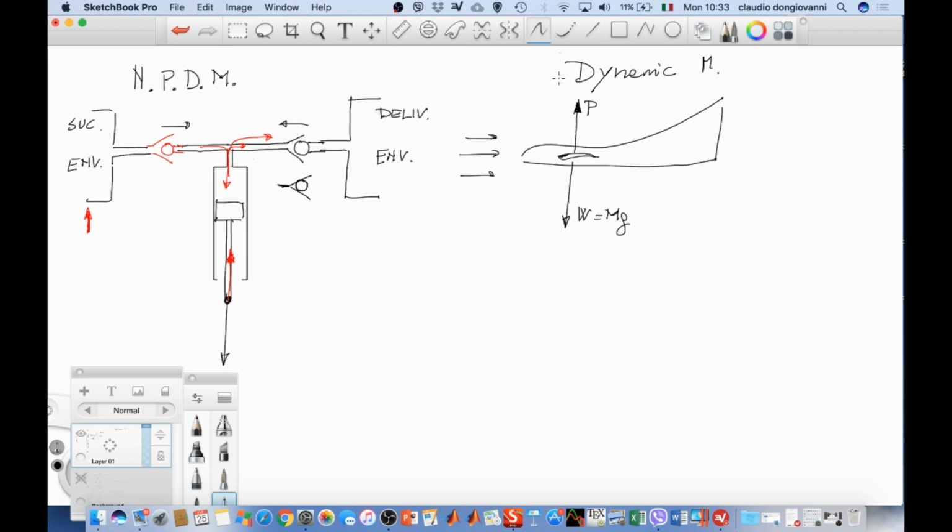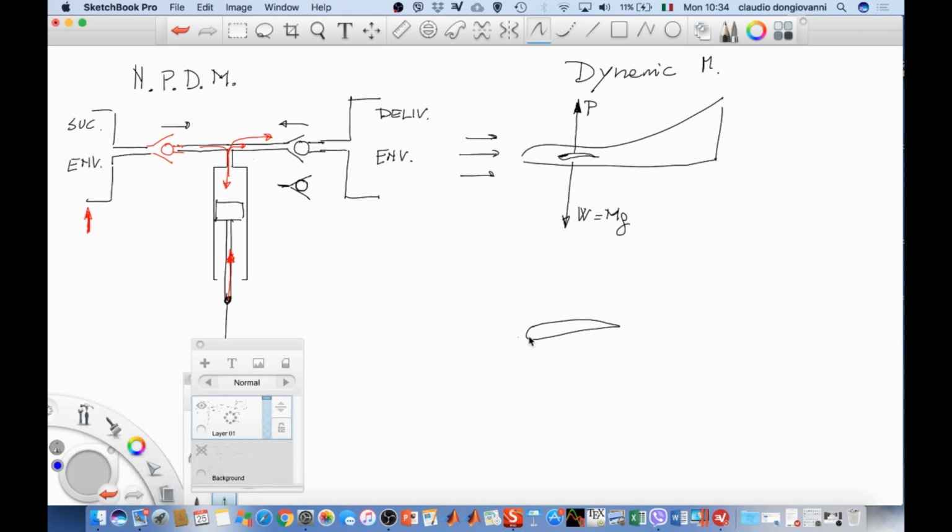So we have the interaction between the wings and the fluid that moves around our wings, and you know that the pressure here as well as the pressure here has to be the same, but the fluid that moves in the upper part has to follow a longer path, and the velocity here is a little bit higher than the velocity in the lower part.